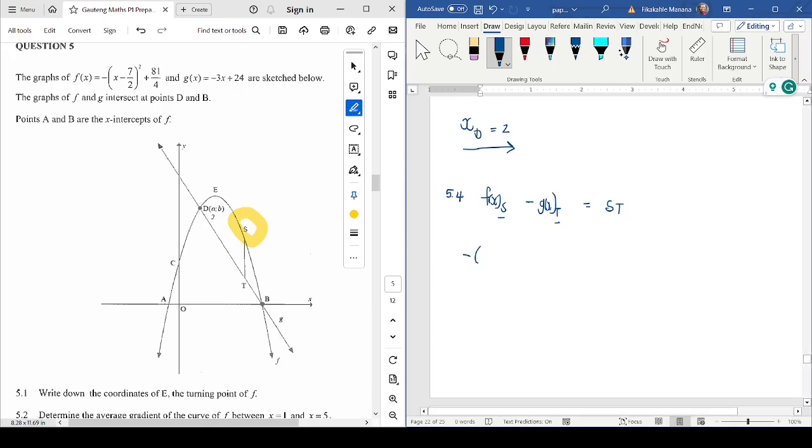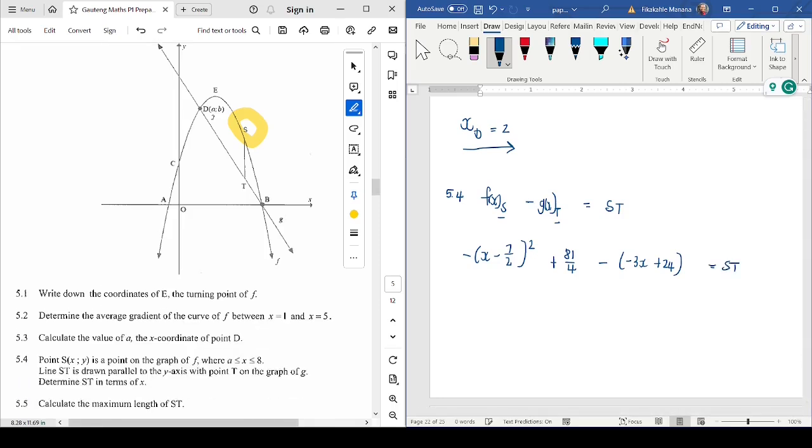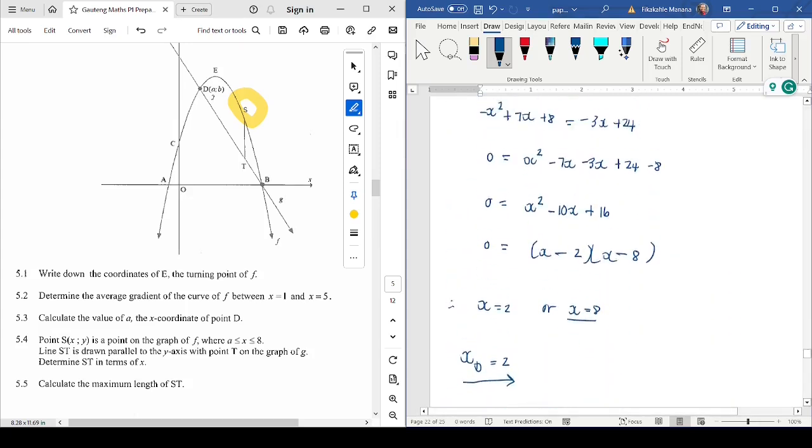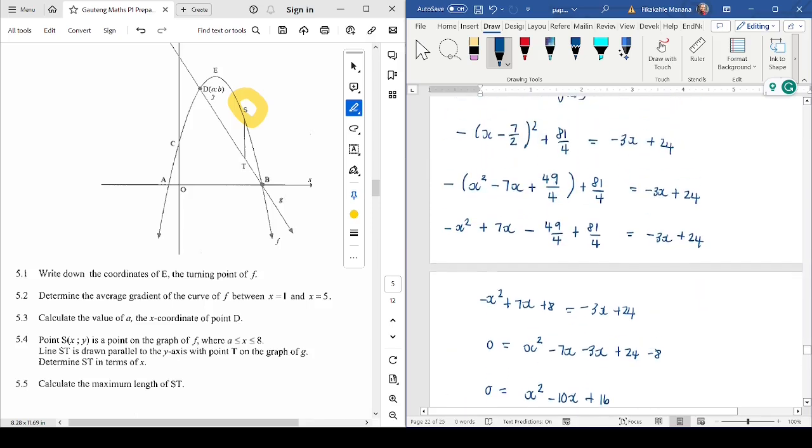So we have negative (x minus 7 over 2) squared plus 81 over 4. That's just f. And we're going to subtract negative 3x plus 24. And that would be equal to ST. They wanted ST in terms of x, because we really don't know what the x value is there, but maybe we might later on. Let's just multiply that out. We did already in the previous question, so we don't need to do the whole thing again.